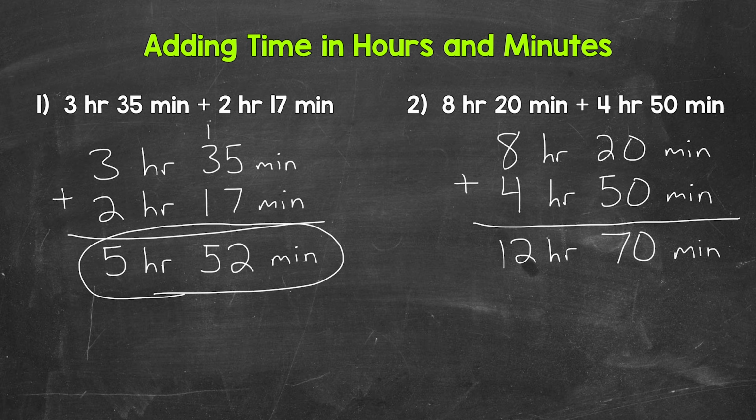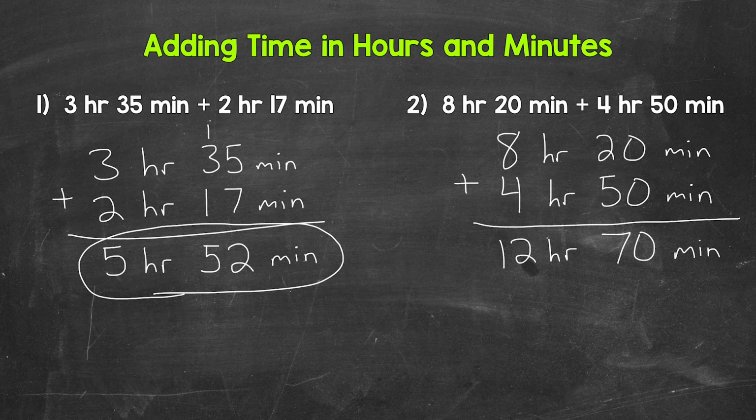So we want to actually clean this up a little bit. We want to regroup that hour that we have within our minutes. We basically want to take that hour and put it with the hours. Remember, 60 minutes equals 1 hour. So if our minutes end up being 60 minutes or more, we have an hour in there that we need to regroup, that we need to include with the total hours.